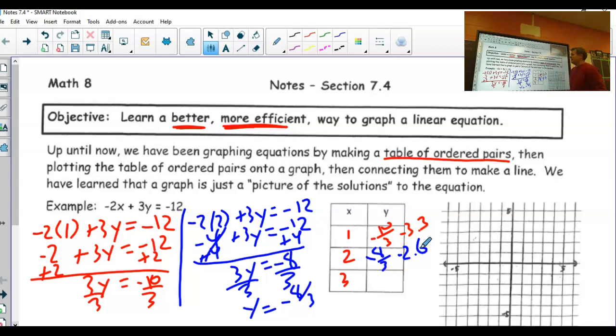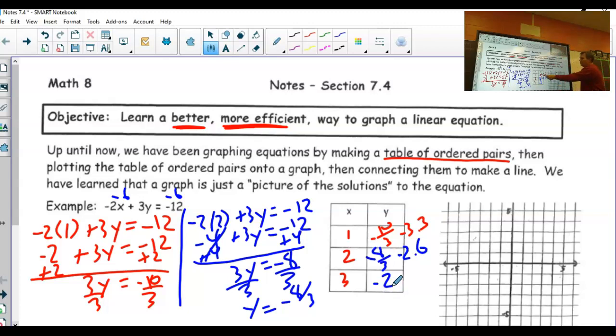And then finally, I'd put 3 in for x. And I'm just going to do this one mentally. If I put 3 in for x, this would be -6. And I'd get -6, and I'd get -2. There we go. So those are my 3 ordered pairs, and then I have to graph them.